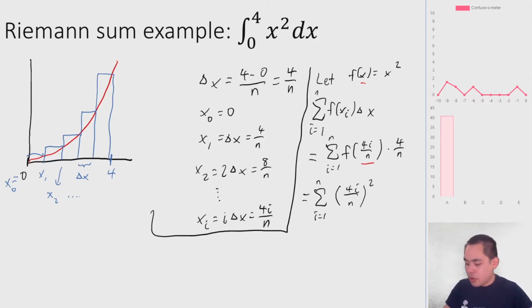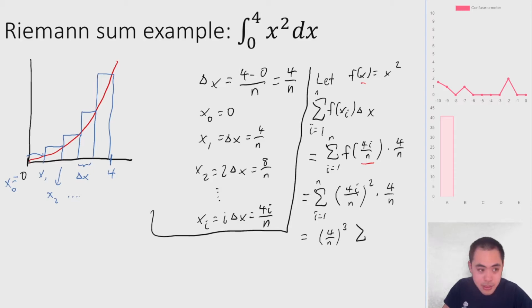Okay, so once we have all that, what we get is 4i over n squared times 4 over n. You can rewrite this, and whenever you have these sorts of sums, you can take anything that doesn't have an i in it out front in terms of multiplication. So this is equal to 4 over n cubed times the sum from i equals 1 to n of i squared.